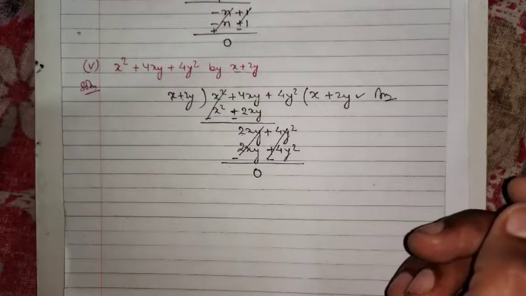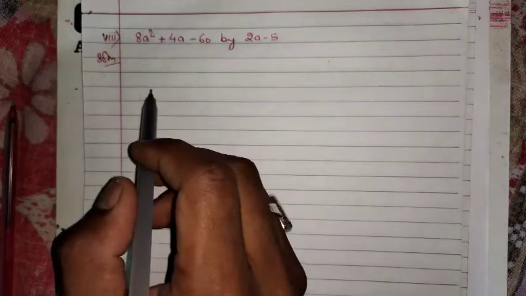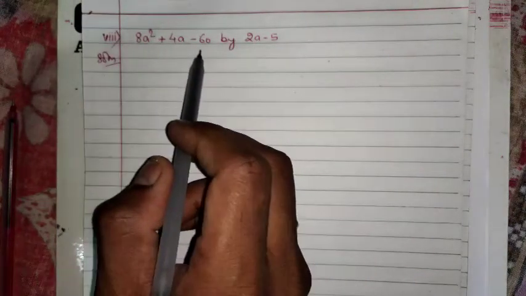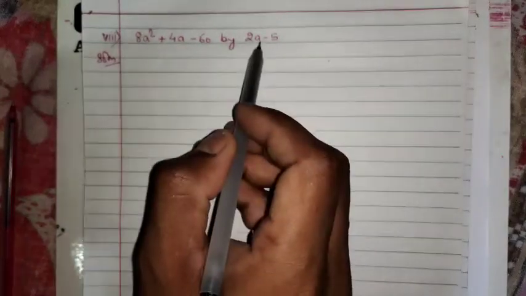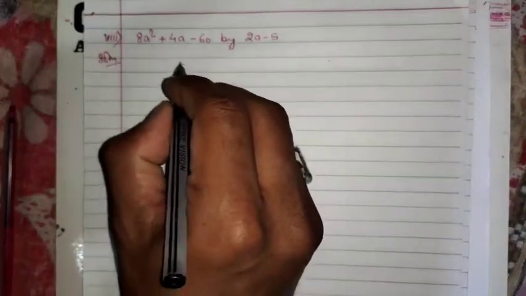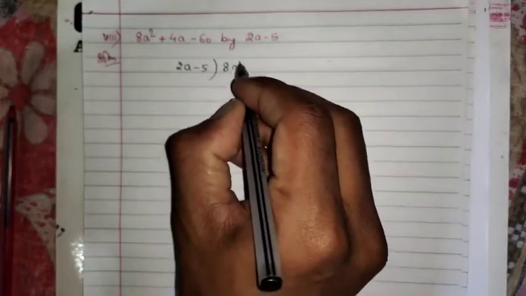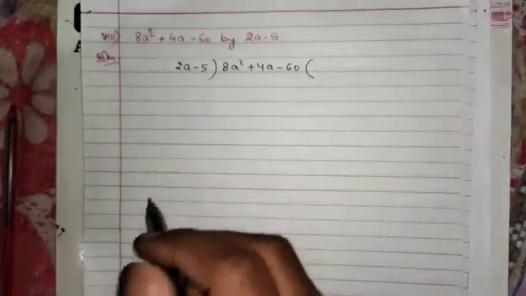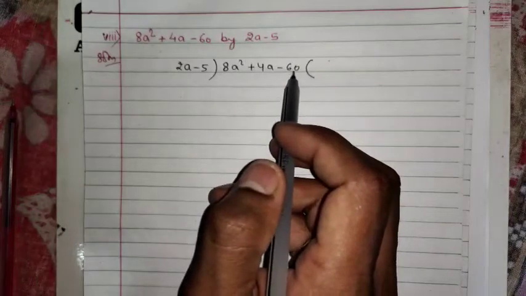Let us solve one more question, that is question number 8. This question will also be solved in the same way. This one is the dividend, this one is the divisor. First we will arrange it. Now we have arranged the divisor and dividend in the division method format.